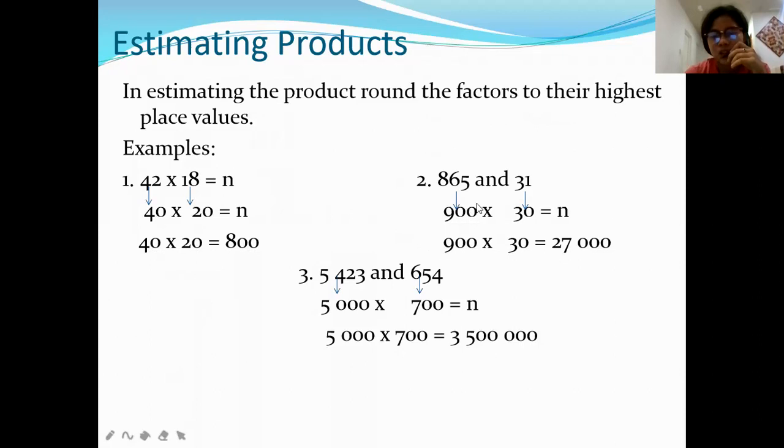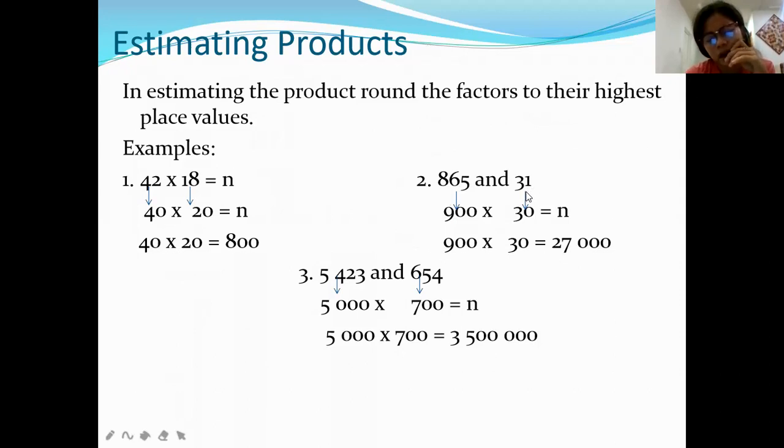Okay, next we have 865 and 31. So again, in estimating the product, round the factors to their highest place values. So we need to round off, no? What is the highest place value of 865? Of course it's 8, right? So what number is beside 8 on its right, diba 6? So 6 is more than 5, so we are going to plus 1. That's why it became 900. Then times, okay, 31.